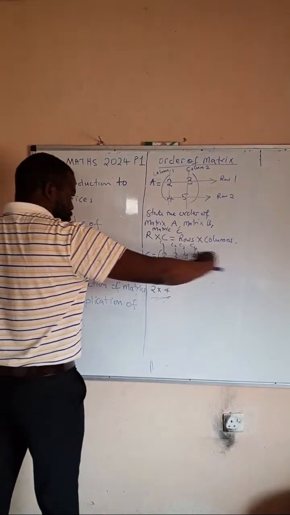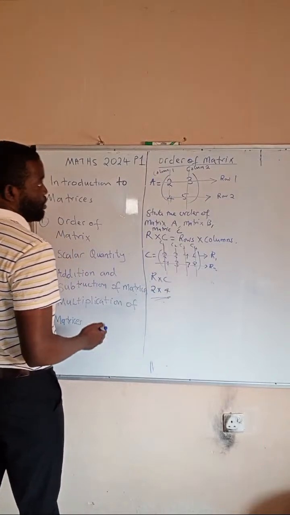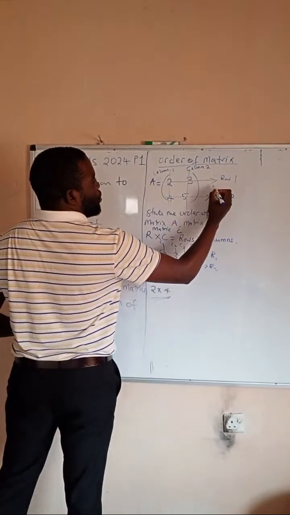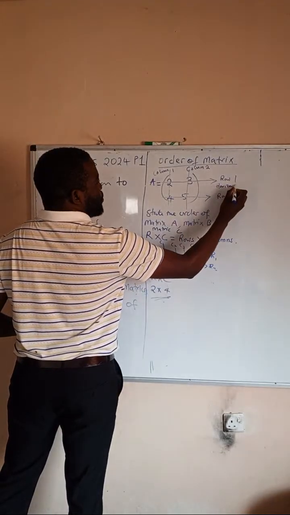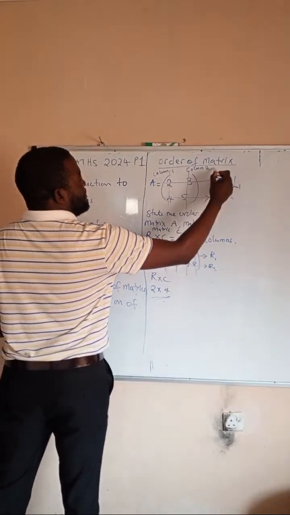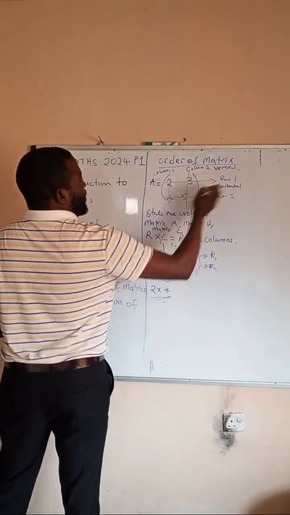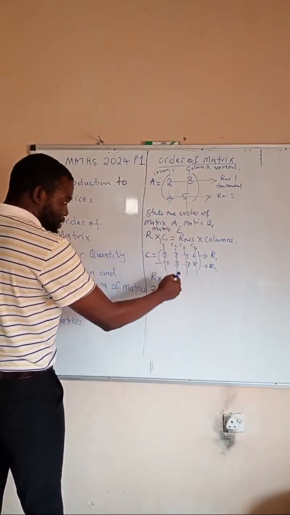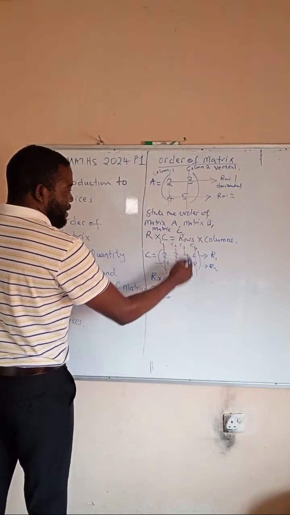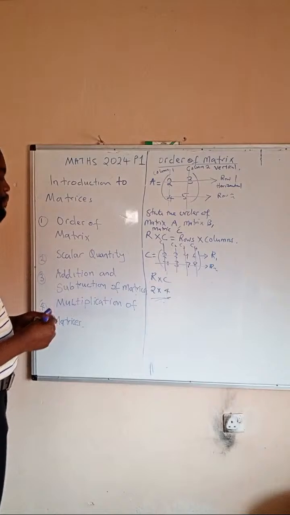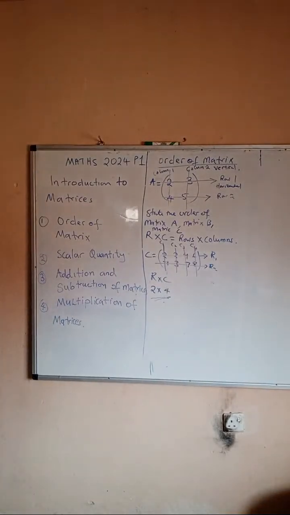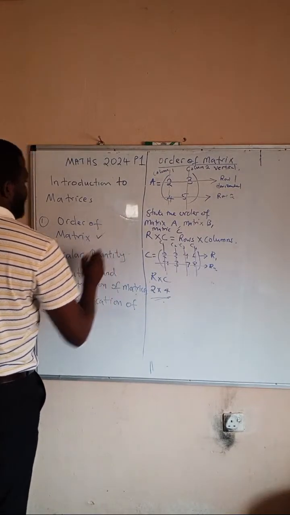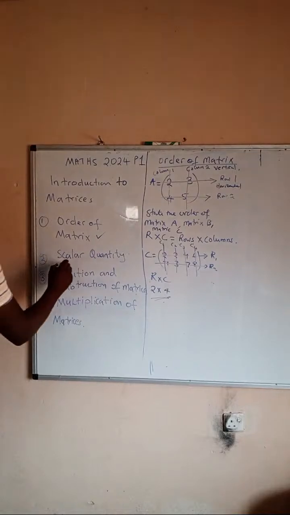Rows are the ones that are horizontal. Columns are vertical. Okay? Don't get confused. Rows are horizontal. Columns are vertical. First column, second column, third column, and fourth column. Just like that. That's how you deal with the order of the matrix. So the first part, I've given you an idea. We are done. Let's look at scalar quantity.